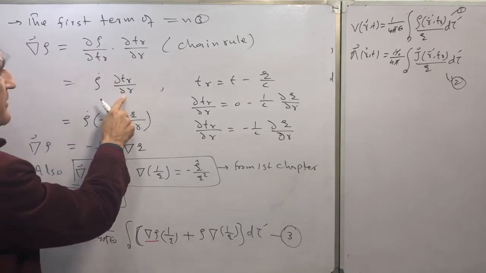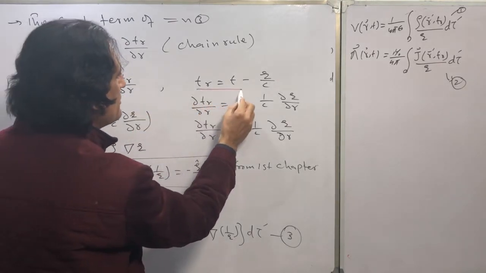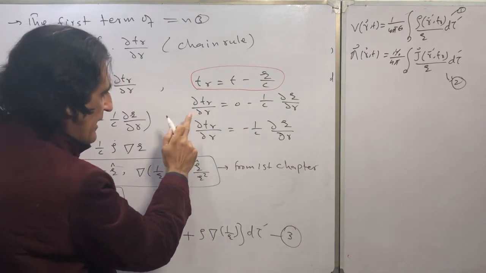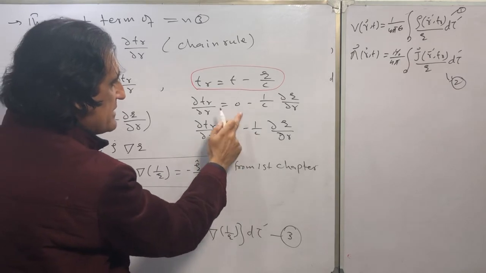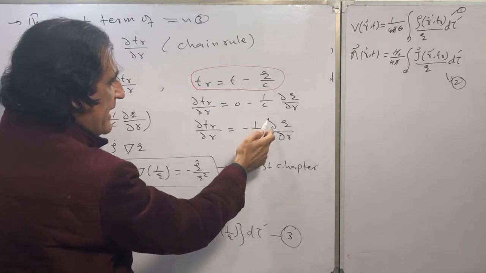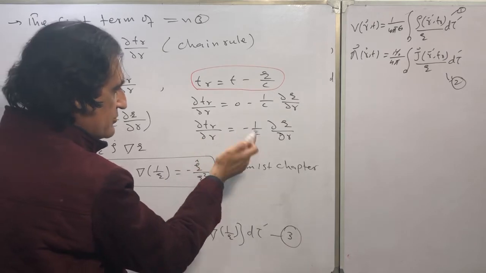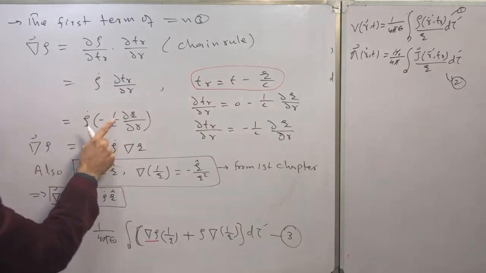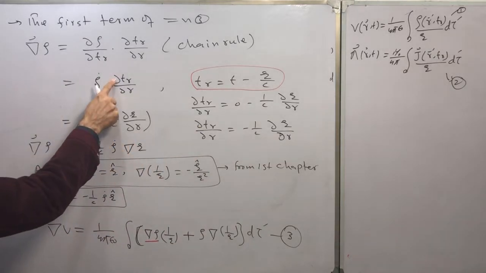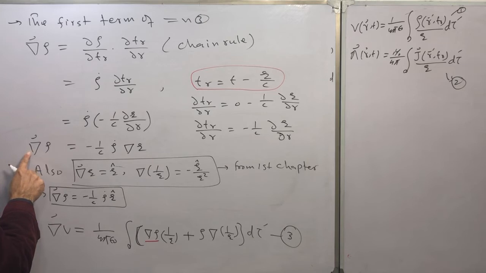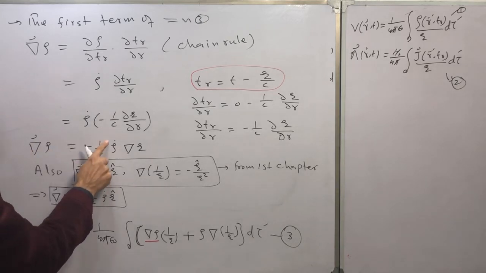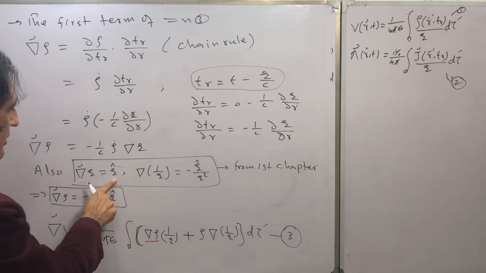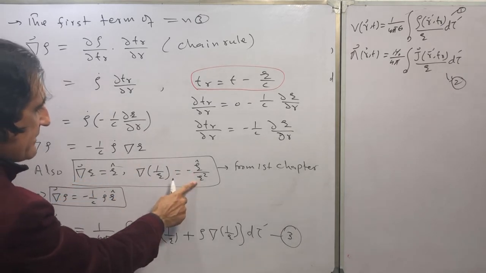Partial t_r divided by partial r, and we know about the t_r, and if we differentiate this with respect to r, then we get minus 1 over c, because partial t divided by partial r is equal to 0, minus 1 over c, partial r. So putting this value here, del rho is equal to minus 1 over c rho dot del r, and we also know that del of 1 over r is minus r divided by r square.